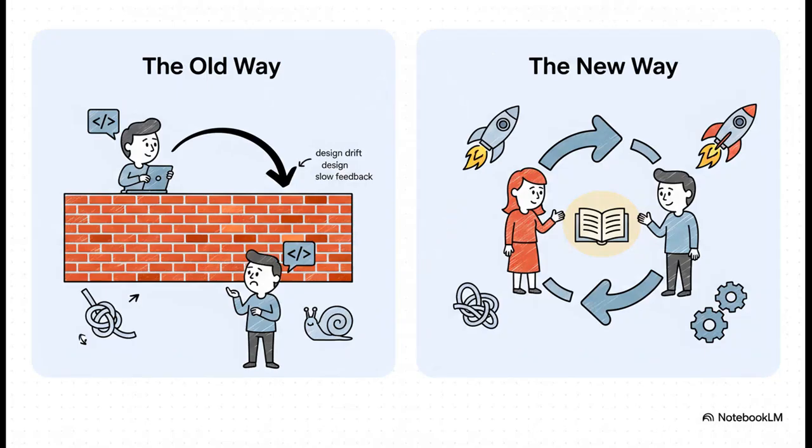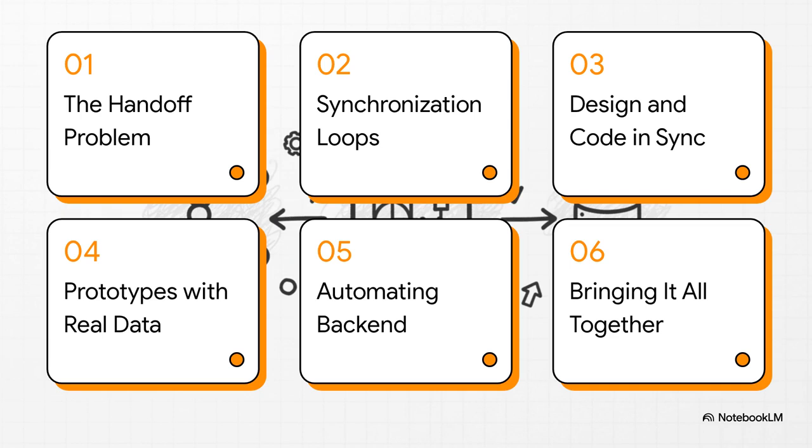For years, we've all relied on this handoff model, right? A designer polishes up a design and then kind of just throws it over the wall to a developer. But that old way is a one-way street, and it's just plagued with problems like design drift and painfully slow feedback. The new way, as you can see, is all about a continuous loop. It's about synchronization, keeping design and code perfectly aligned to a single source of truth, all to achieve one simple, beautiful goal: high velocity.